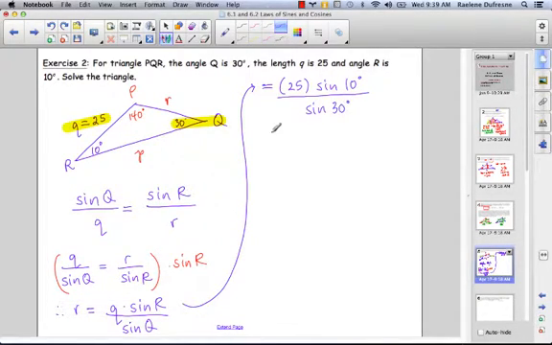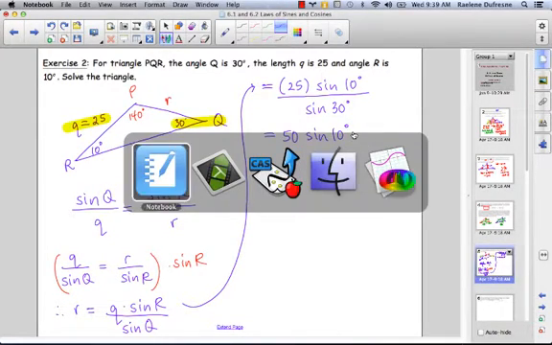Well, I know the sine of 30 degrees is 1/2, and dividing by 1/2 is like multiplying by 2. So 25 times 2 is 50, and I just need to work out the sine of 10 degrees. This, however, would be an acceptable answer without a calculator. Well, let's see what we get with a calculator.